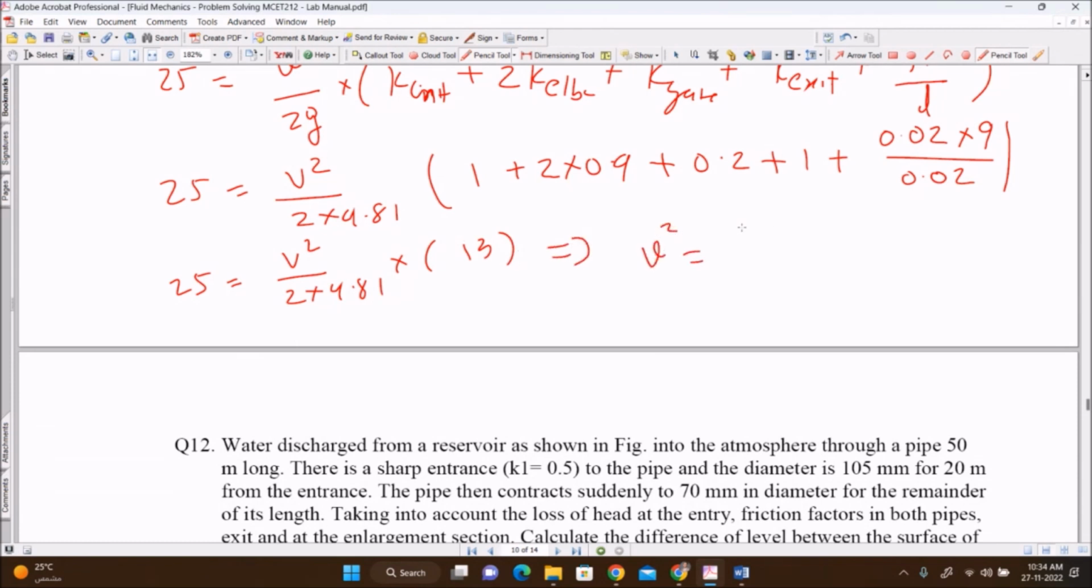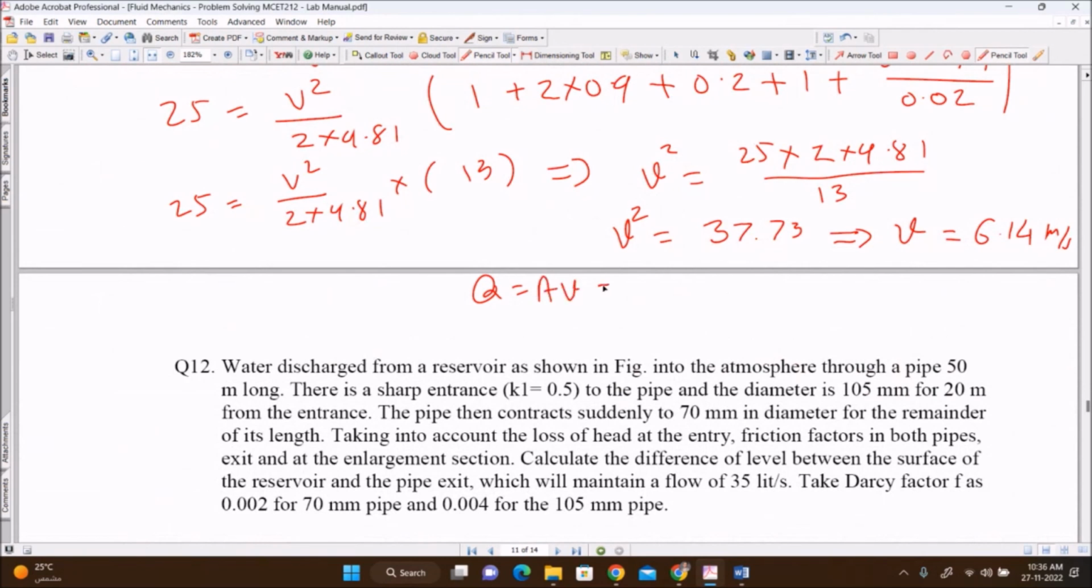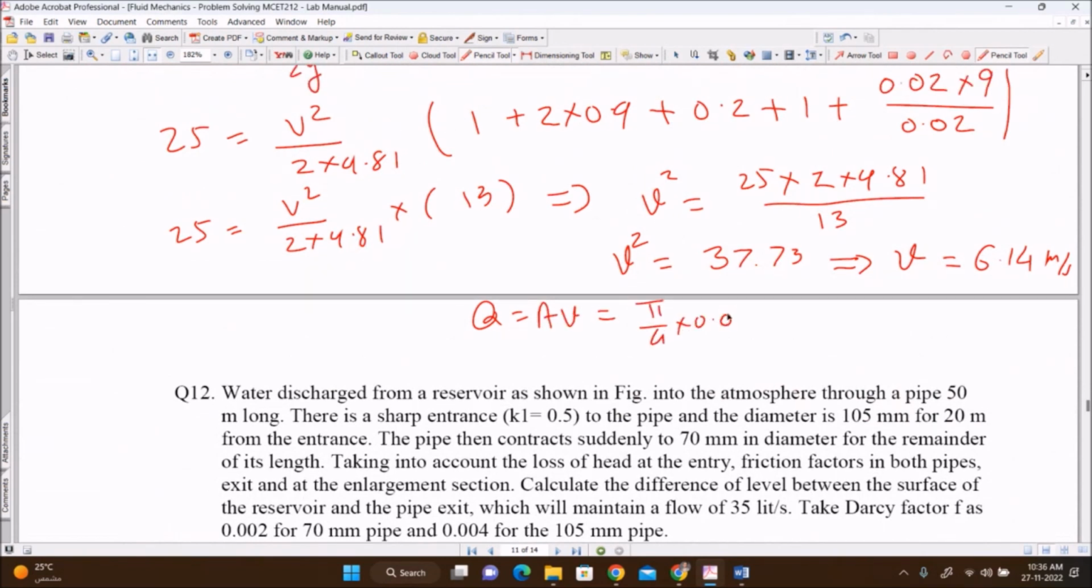So V square is equal to 25 into 2 into 9.81 divided by 13. So V square is equal to 37.73. So this will give V is equal to 6.14 meter per second. Now Q is equal to AV, area of 5 pi by 4 into 0.02 square into velocity 6.14, is equal to 0.0964 meter cube per second.